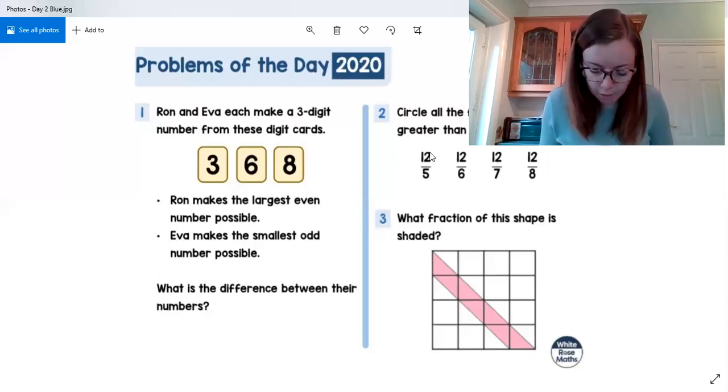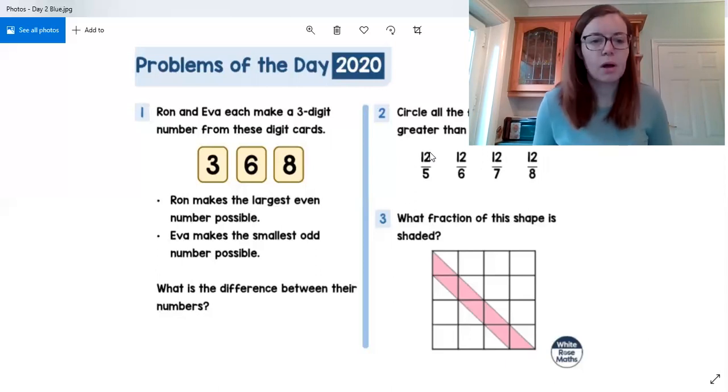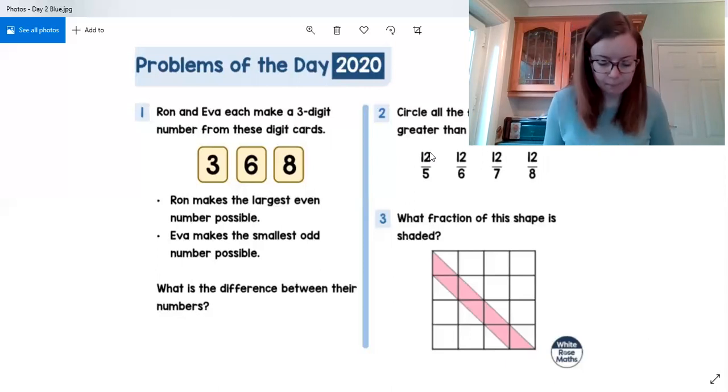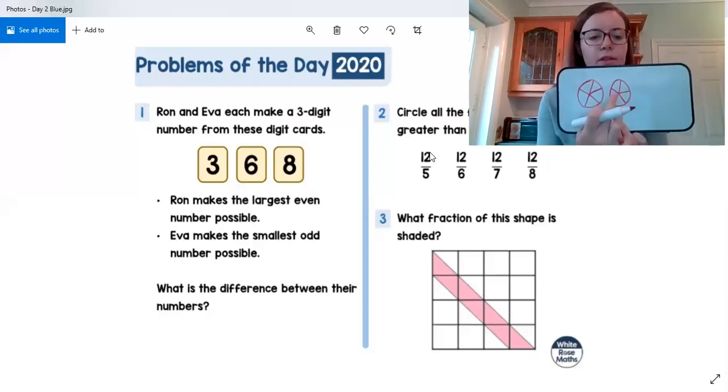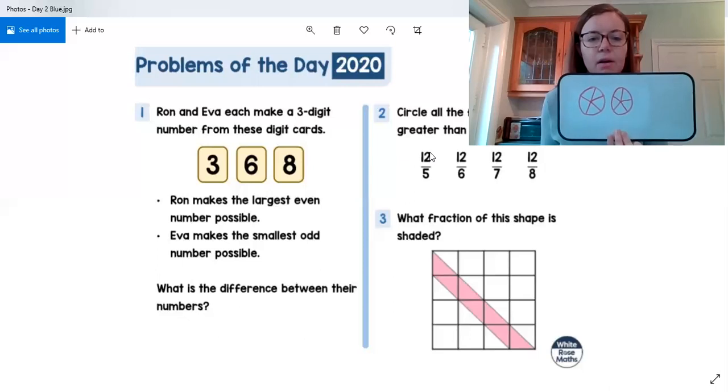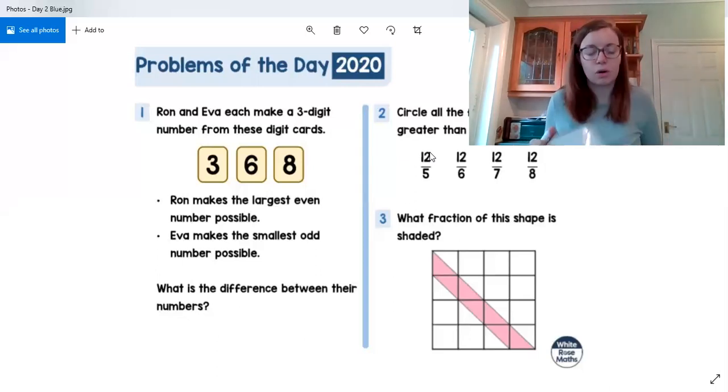I'm going to draw another pizza. And I'm going to cut this one into 5 slices too. 1, 2, 3, 4, 5. I'm going to count how many slices I've got all together. We've got 1, 2, 3, 4, 5, 6, 7, 8, 9, 10. I need 12. I've still not got enough.